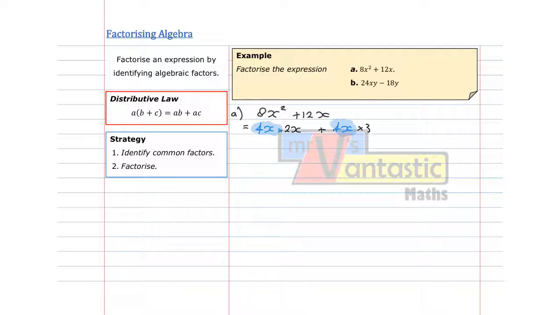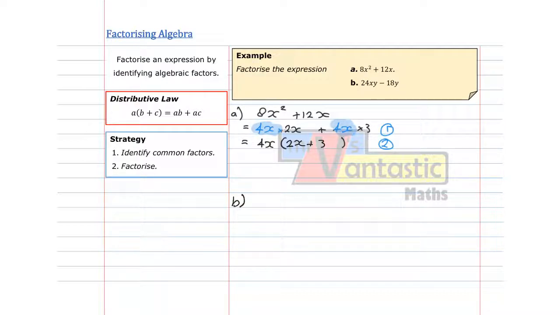And so what I can do is take that common factor and place it out the front of our bracket so that we can factorize. So 4x, and then we have some term in brackets. That's our factorization step. What's inside of the brackets will be the leftovers. So we have left over 2x plus 3. So 2x plus 3 goes in the bracket. And that's it. Let's have a look at this other one.